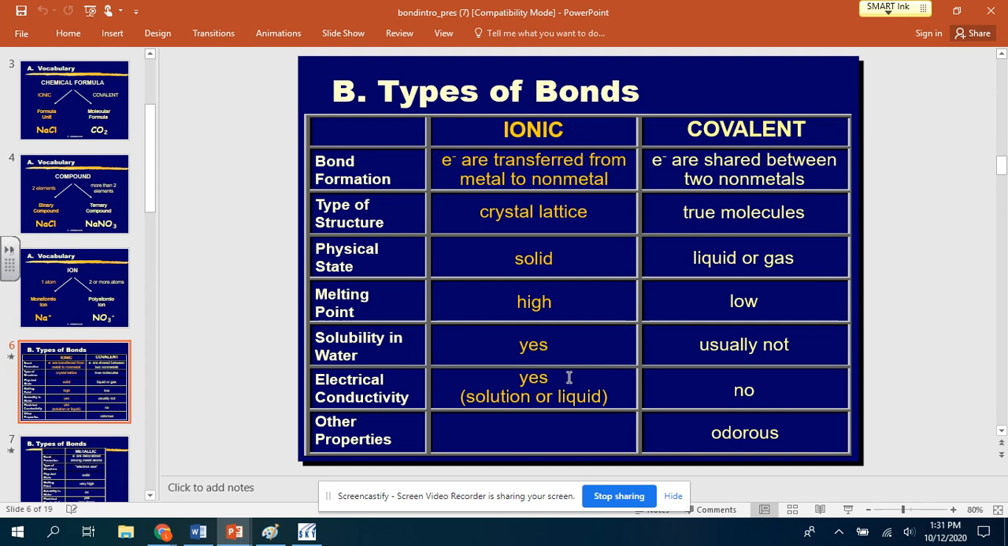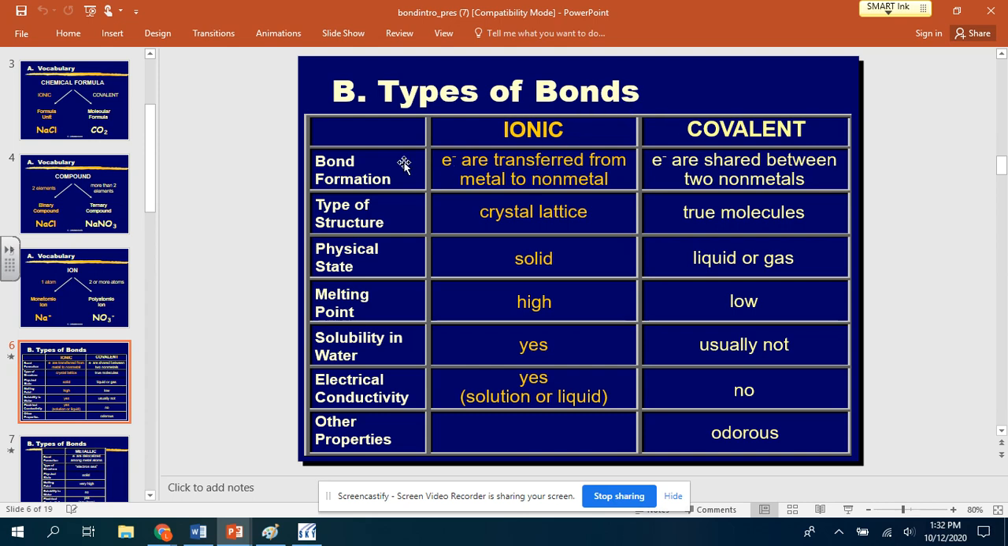Do not write all of this down. All you need from this is this top part right here. So under ionic, you need to know that E stands for electrons. You need to know that electrons are transferred from a metal to a nonmetal. It's very important. They're transferred. They give and take. With covalent, you need to write this down. Electrons are shared between 2 nonmetals. So covalent is shared and ionic is transferred.